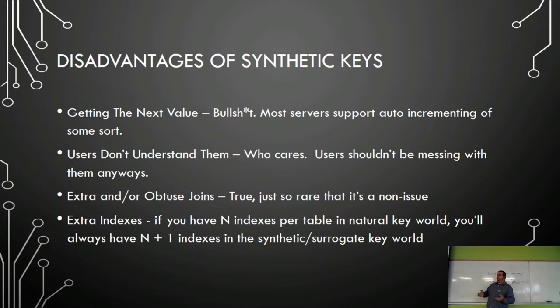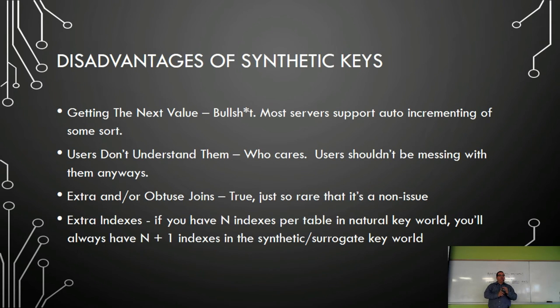Most database servers support auto-incrementing of some sort. If you're using Postgres, you use a data type called big serial. Big serial creates a big integer field that automatically increments. In MySQL, you have an attribute called auto-increment. In Microsoft SQL Server, you have an attribute called identity. Oracle special. Oracle does it the hard way. DB2, I don't remember what it's called, but it has the same thing. In other words, every major database system can do it. So getting the next value automatically is a non-issue.